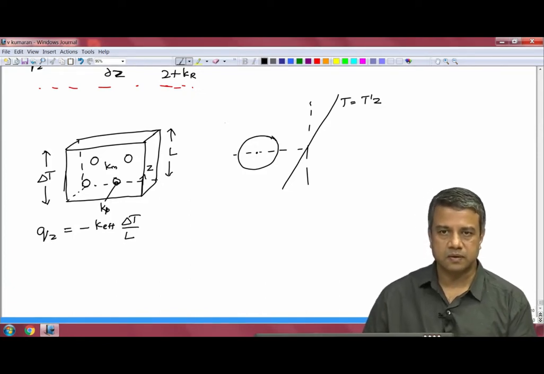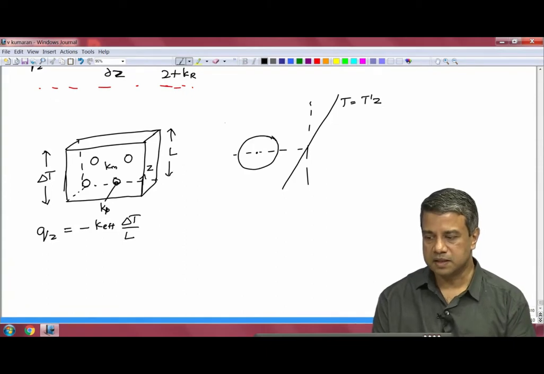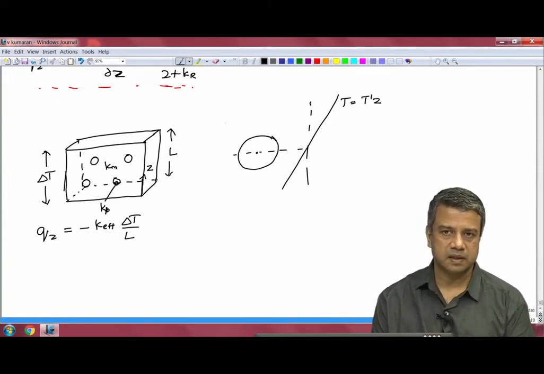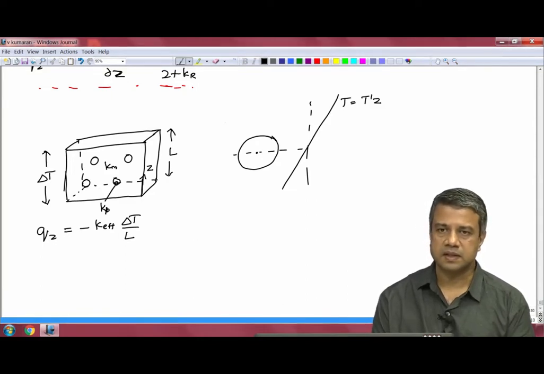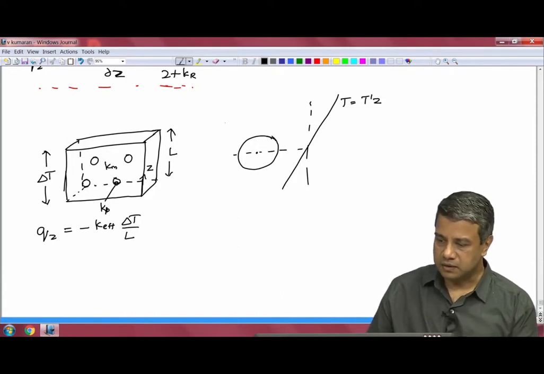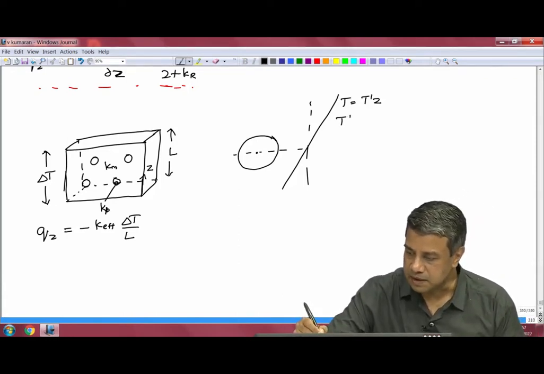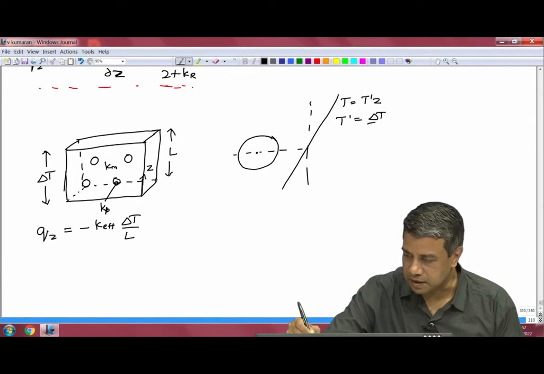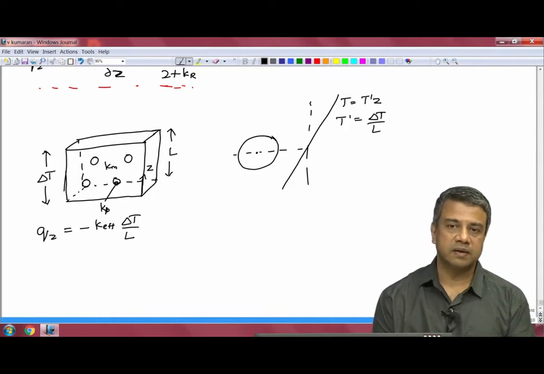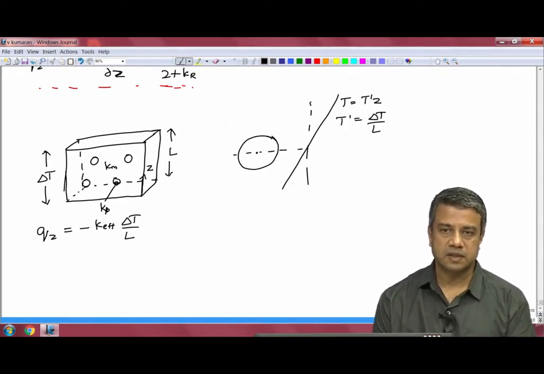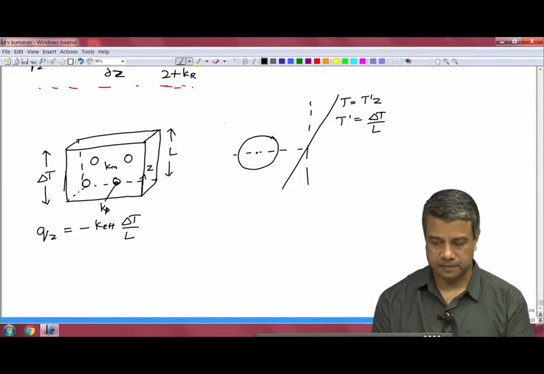Of course, as you come closer to the particle, because the conductivities of the particle and the matrix are different, there is going to be a disturbance to the temperature field, and we had calculated that. Now, we have to calculate the average flux. Note that in this case, this T prime is equal to the applied temperature gradient delta T by L, because the temperature gradient far away from the particle, where there is no disturbance, has to be equal to the macroscopic temperature gradient delta T by L.